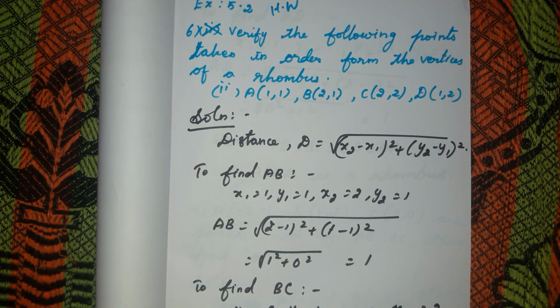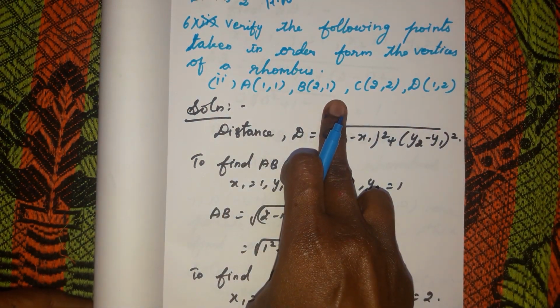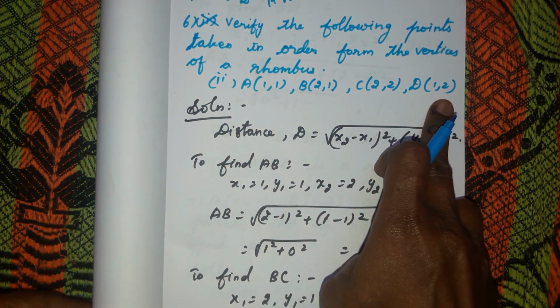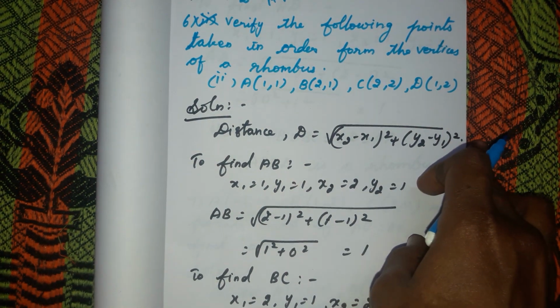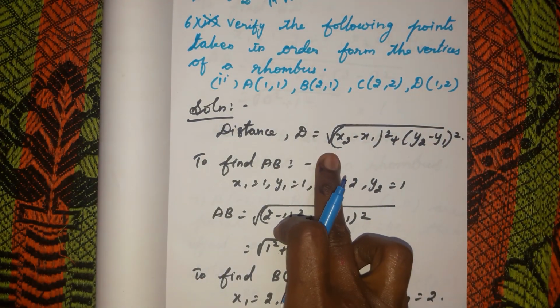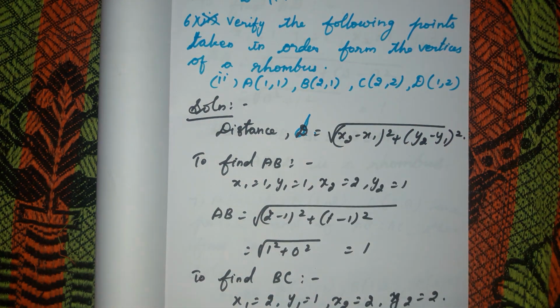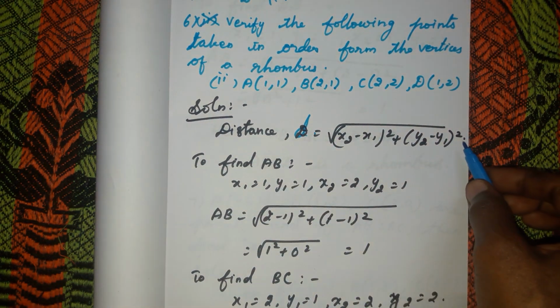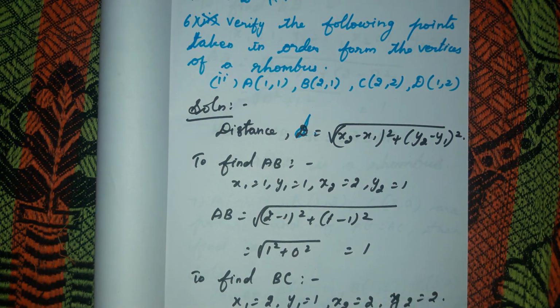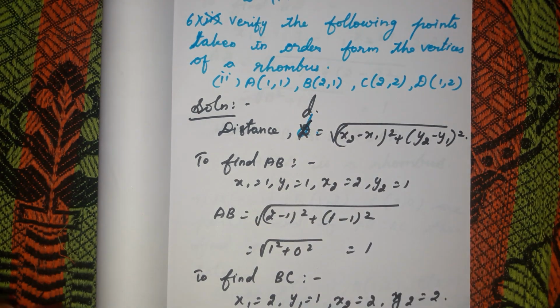Now I am going to explain the second problem. A (1, 1), B (2, 1), C (2, 2), D (1, 2). We want to prove that it is from a rhombus. ABCD is given. What is the formula for distance d? Distance d is equal to root of (x2 minus x1) the whole square plus (y2 minus y1) the whole square.